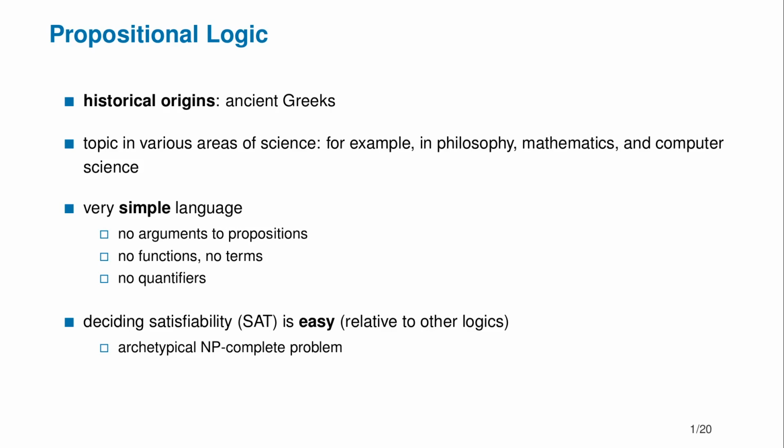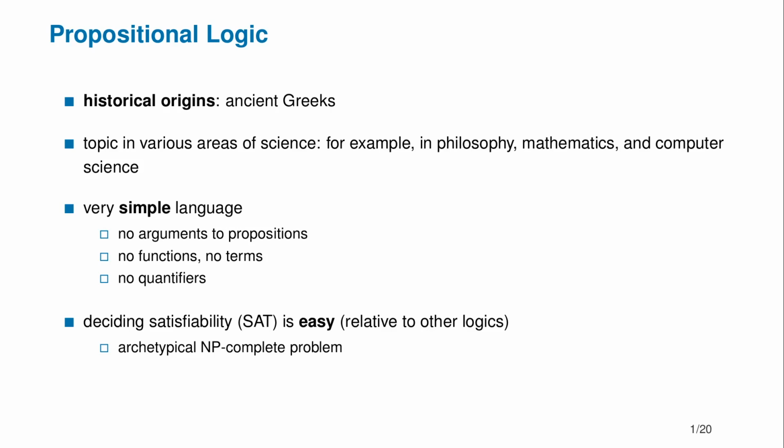The language of propositional logic is very simple. We have the atomic propositions and we combine them by using Boolean connectives like conjunction, disjunction, negation to more complex formulas, and these we can again combine by these Boolean operators. We do not have any arguments to the propositions as in first order logic. We have no functions, no terms, no quantifiers. We really have only atomic propositions and Boolean connectives and parentheses.